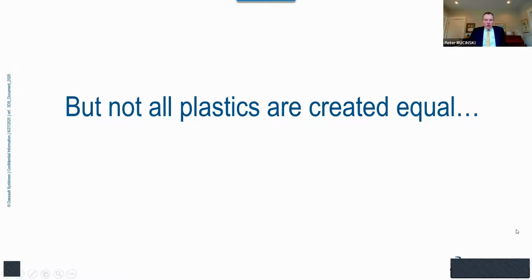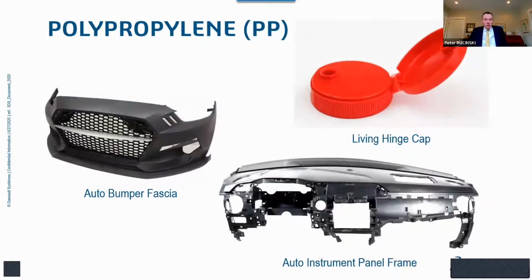But not all plastics are created equal. Sometimes I'll talk to people out in industry, they think, plastic is plastic is plastic. But in fact, that really couldn't be further from the truth. Take this simple example here, polypropylene, probably the most widely used plastic on the planet. Three very common applications here: an automotive bumper fascia, an automotive instrument panel frame, and a living hinge cap. Anytime you see any kind of a plastic product that has this built-in hinge, we call it a living hinge in the plastics industry.